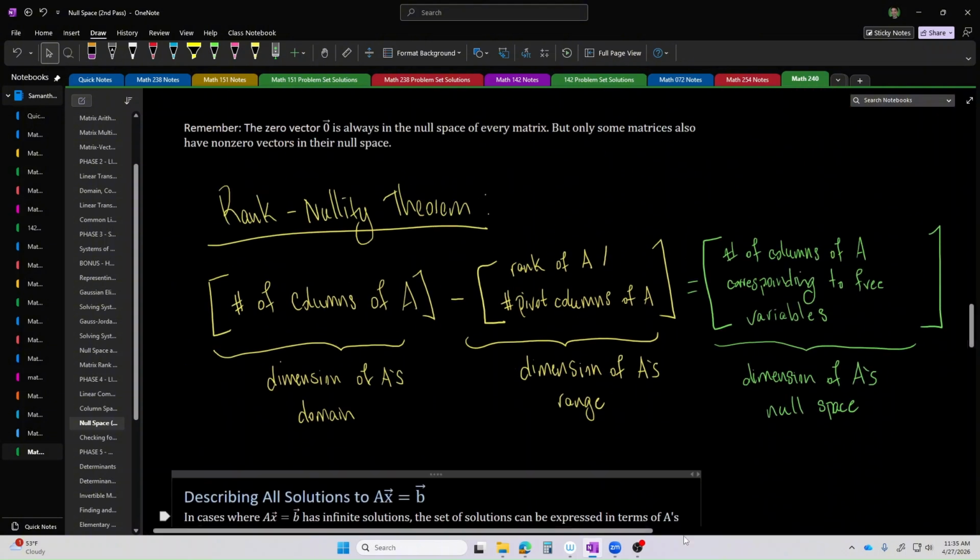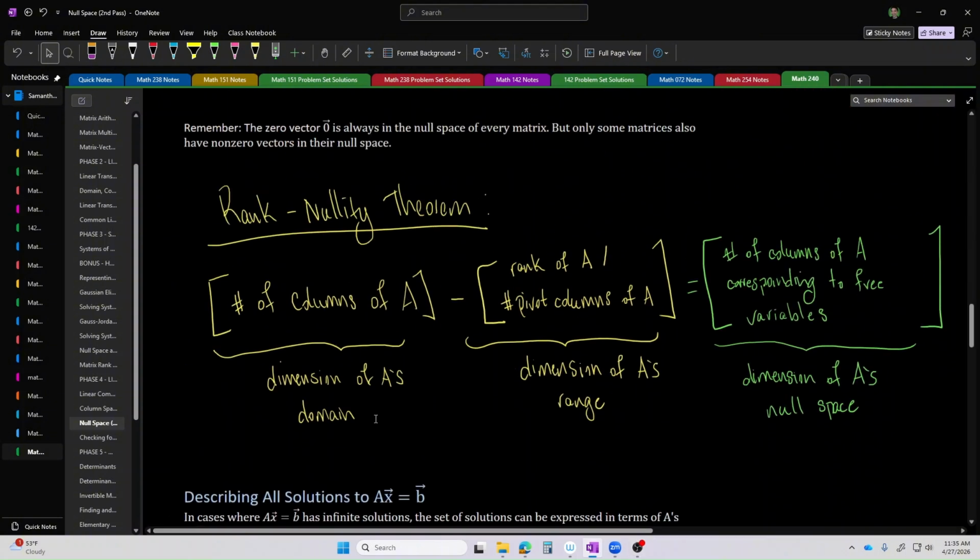The Rank-Nullity Theorem gives us a relationship between the dimension of A's domain, the dimension of A's range, and the dimension of A's null space. Specifically, the difference between the dimension of the domain and the range is equal to the dimension of A's null space. This comes from the fact that the columns of A fall into two categories: the ones that are actually needed to construct A's outputs, what we call the pivot columns of A, and the extra or redundant columns of A that correspond to free variables. The pivot columns tell you the dimension of the range, and the free variable columns tell you the dimension of the null space.